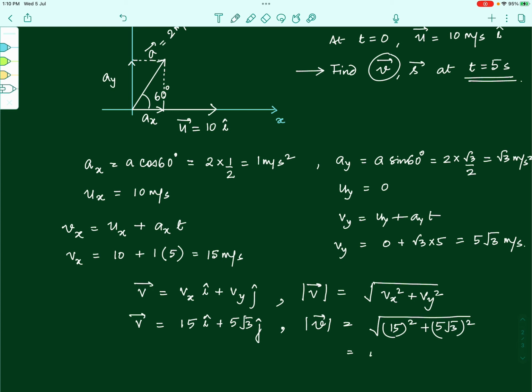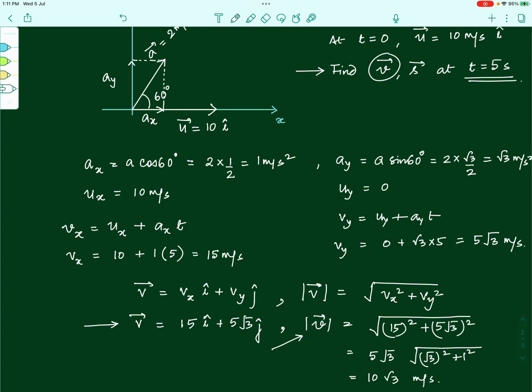final answer. Here we see that we can take 5 root 3 common out of the whole expression, and inside we will have root 3 squared plus 1 squared, that will be 3 plus 1, root of 4, which is a 2. So 2 will come out and we will have 10 root 3 as our final answer for magnitude of velocity. This is how we get the magnitude of velocity. So we have got our velocity in two forms. One, we have got the complete vector v, the other we have got the magnitude of v.